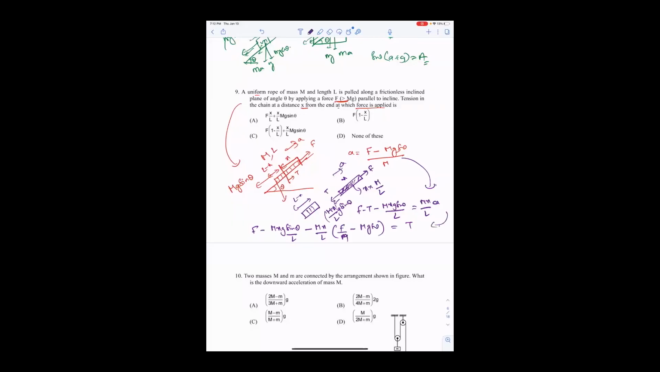Is that clear, guys? So expand this, F minus mxg sine theta by L, minus gets cancelled, xF by L, minus into minus plus. Did I get one extra mxg sine theta? Okay, plus we are getting m square. Huh? Did I miss any m? Minus T minus.